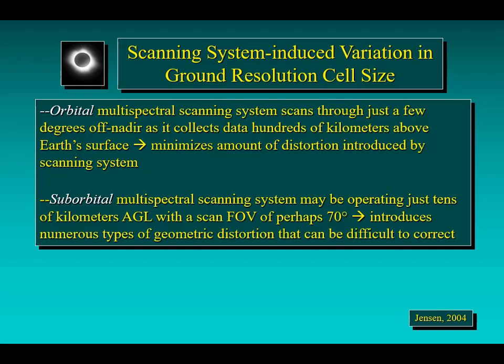Because remember, typically for an Earth resource or environmental type of satellite, these are usually going to be orbiting the Earth on the order of about 700 to 900 kilometers above the Earth's surface.